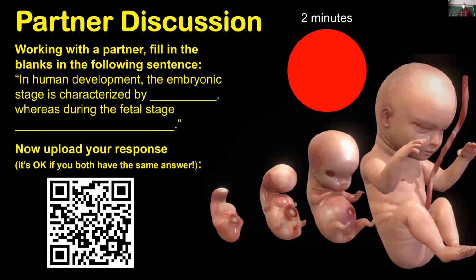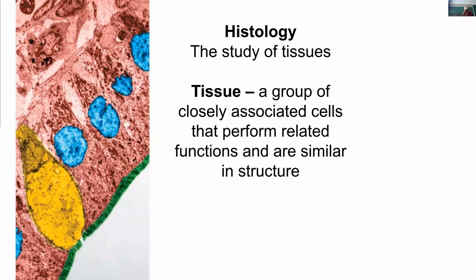Cool. All right. Well, let's transition then and talk a little bit about histology. We've got a good amount of time left in class today. Histology, simply stated, is the study of tissues. Now, remember tissues, we covered this in our first lecture, and we talked about the hierarchical organization of the body. Tissues are a group of closely associated cells that perform related functions and are similar in structure. So they're basically a group of cells that work together to do something in your body.